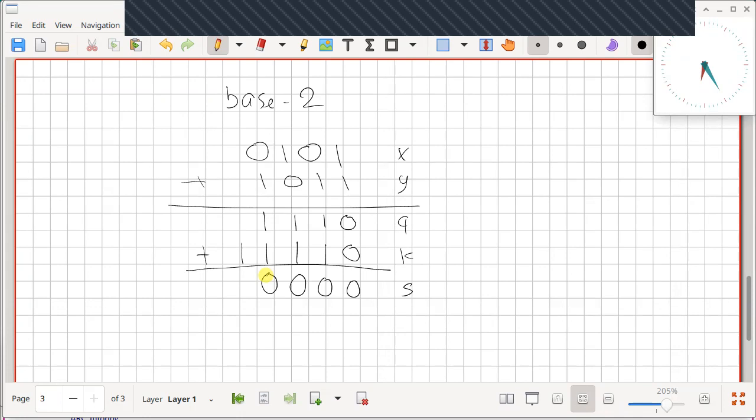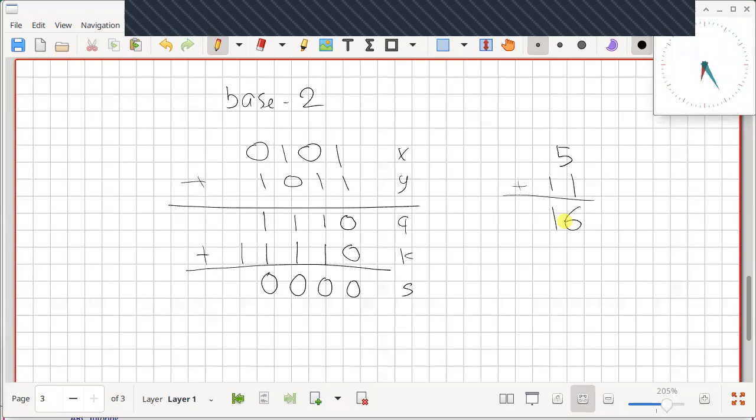So we'll go ahead and do the base conversion. 0101 is 5 in base 10 because it is 1 plus 4. 1011 is 8 plus 2 plus 1, so it is 11. That means it is supposed to give me 16. And yet it's giving me a 0. What is going on here? Well, it's giving me a 0 here because I don't have enough digits to represent 16.